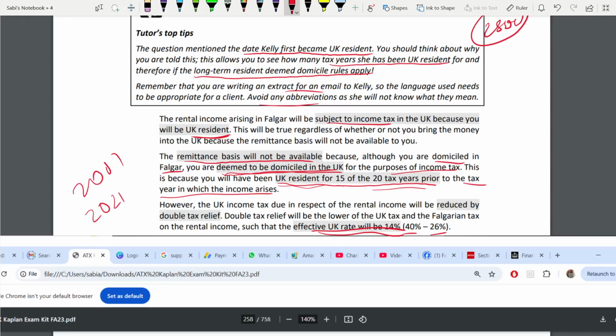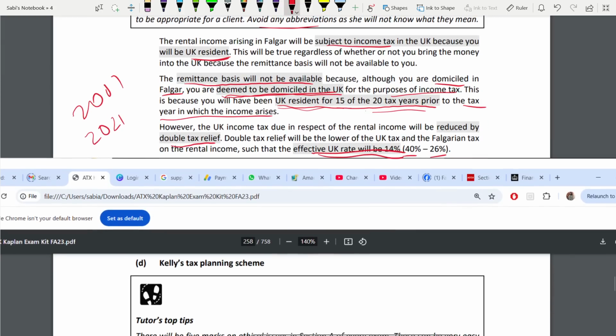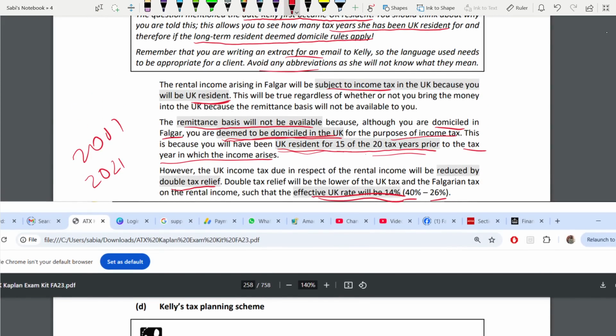You have to pay in UK only 14% of income tax. Why? Because of double tax relief. Your tax will reduce. You have to pay the lower of the UK tax or Fulgur tax on the rental income. So before we come on to this, immediately don't say they are going to give 14%. Most students jump to this. You have to come to here. To come to here, you have to build up your answer. First, you have to talk about UK residence. Second, you have to say about deemed domicile. Third, you have to talk about double tax relief because it's charged to UK tax.